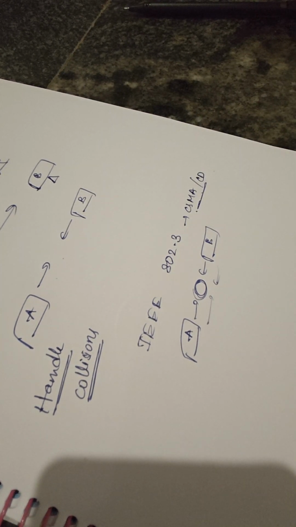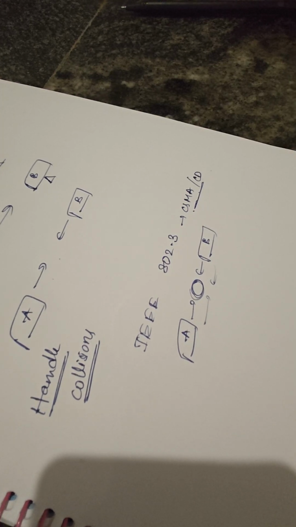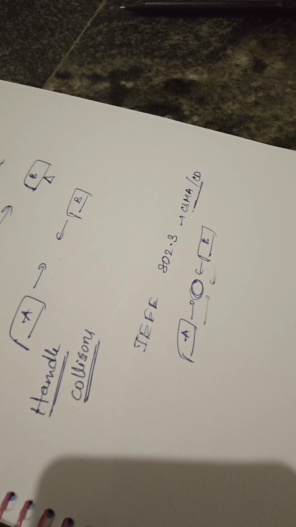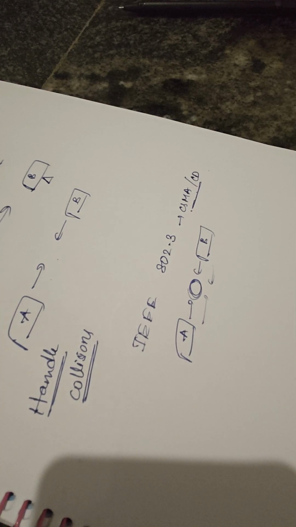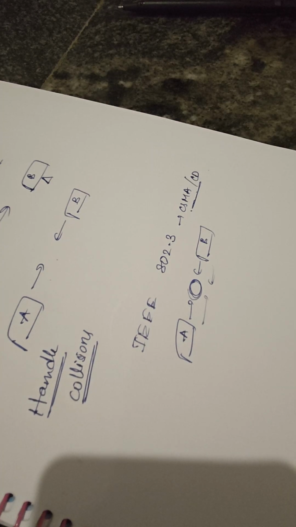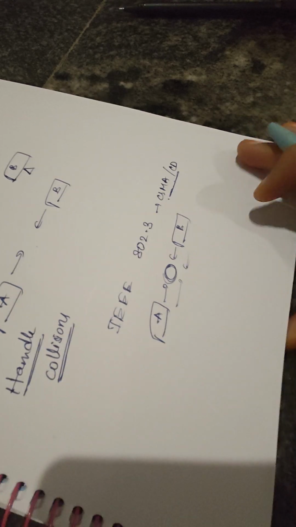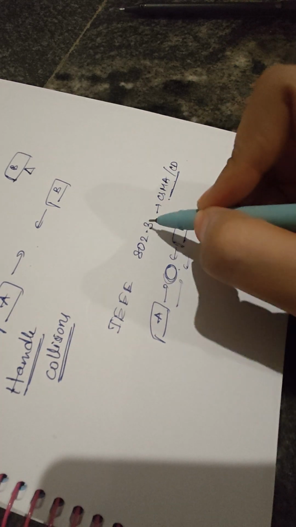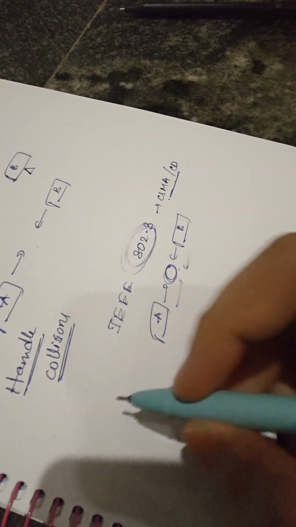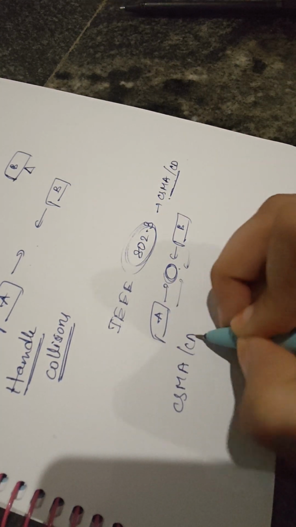Recent computers will detect this collision and can manage it independently. Whenever a collision happens, every device will go silent for some time and try to retransmit again. This 802.3 is for wired media, and for wireless media we have another one, CSMA/CA.